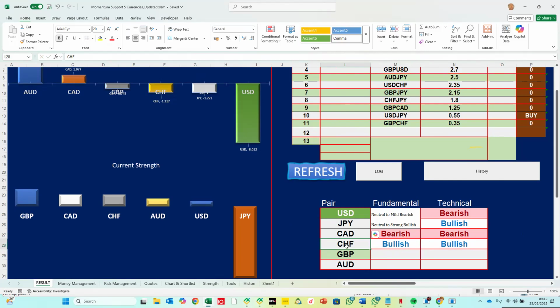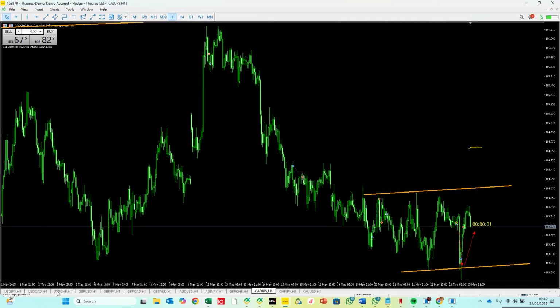I don't usually trade Swiss yen, and I don't usually trade CAD Swiss either, so I'm not going to, I don't even have a chart anyway. So we're just going to be looking at US dollar Swiss and then Japanese yen Swiss. So let's look at US dollar Swiss, what we have there.